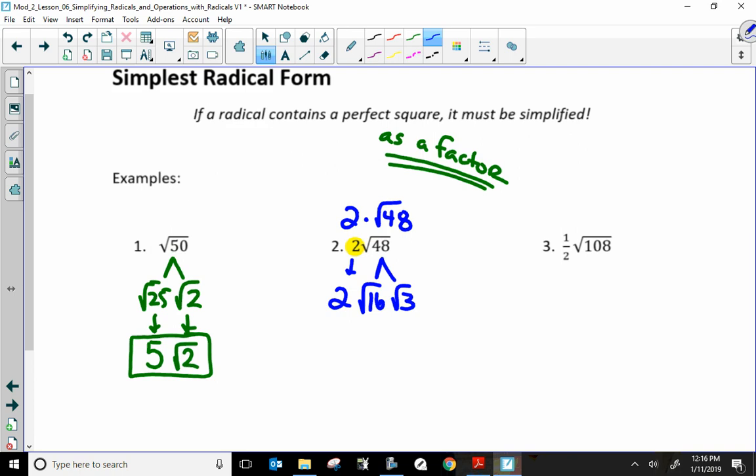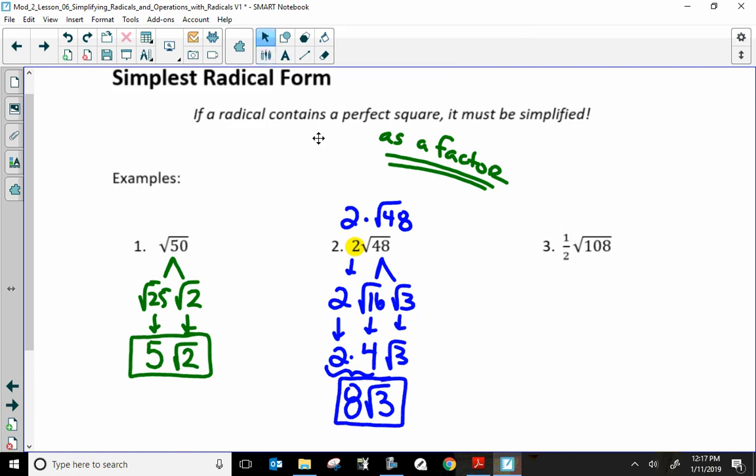All right, let's keep going. I know the square root of 16 is 4. I cannot do anything with this radical 3. And I'm still going to multiply times my 2. And I do just that. 2 times 4 is 8 radical 3. Done. So lovely. And now we come to the last one.